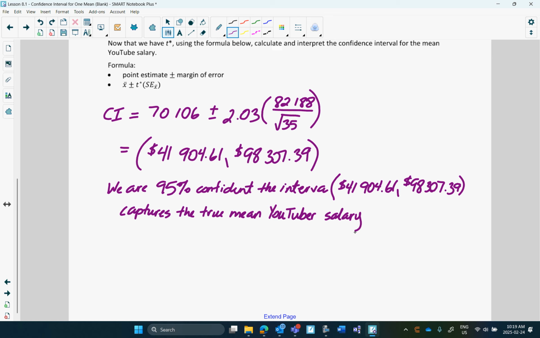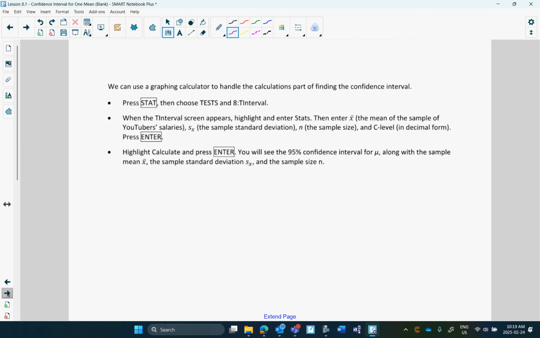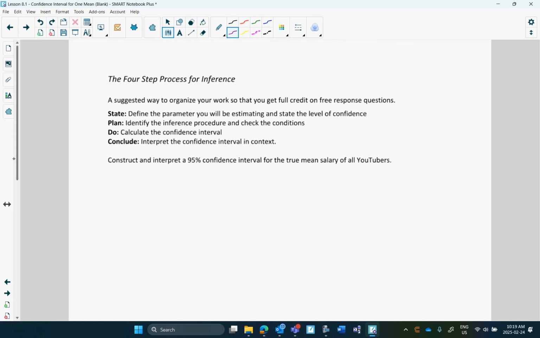Okay, so that's kind of the long way of doing it. But now, just like we did with proportions, there's a shorter way where we don't have to use this. Our graphing calculator will do it for us. So let's look at this problem one more time and do a full state, plan, do, conclude.